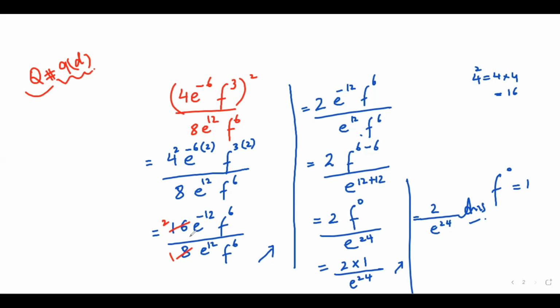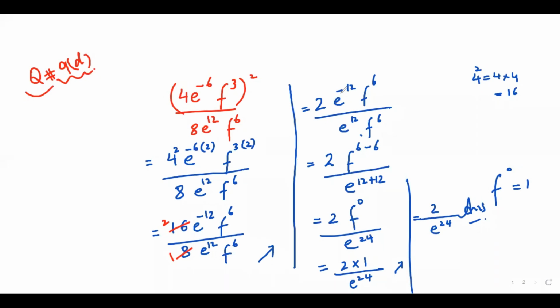Okay, miss. I am repeating that this was the question where we have the overall outside bracket. According to the third law of indices, we multiply each inside value of the bracket with the outside power. So it becomes 4 raised to power 2, e raised to power minus 6 multiplied by 2, f raised to power 3 multiplied by 2, over 8 e raised to power 12, f raised to power 6. We know that 4 raised to power 2 means 4 fours are 16. E raised to power minus 12, f raised to power 3 twos are 6, over 8 e 12 f 6. After that, 8 and 16 I have cancelled and I get 2 only.